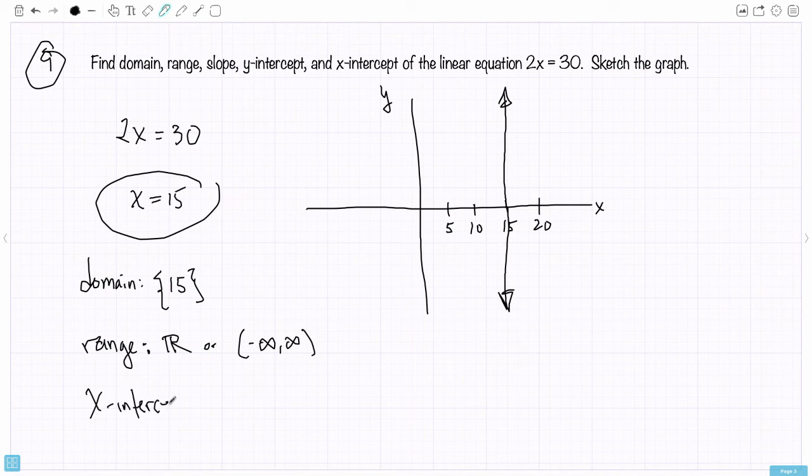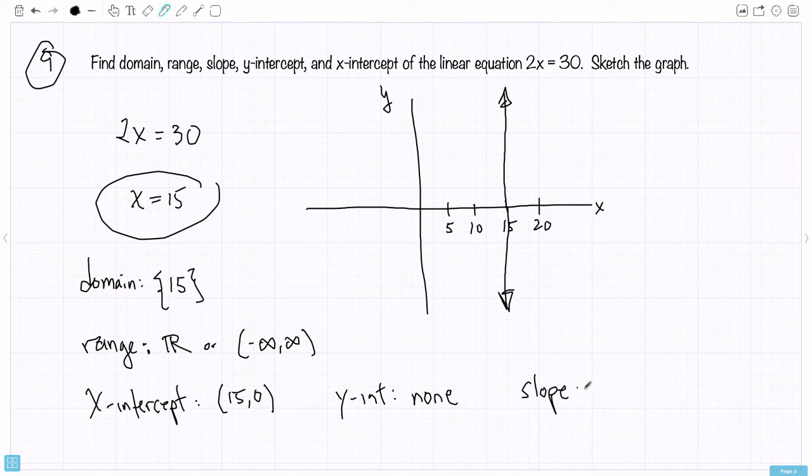The x-intercept, that's pretty clear. That's the point where it crosses the x-axis, which is the point (15, 0). So this is not an interval. This is a single point, (15, 0). And the y-intercept, well, where does it cross the y-axis? It doesn't. None would be the best answer there. Also, the slope.